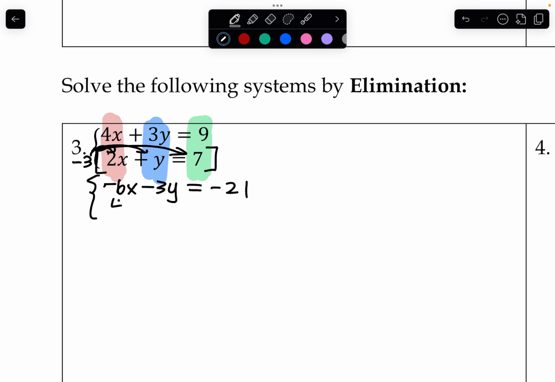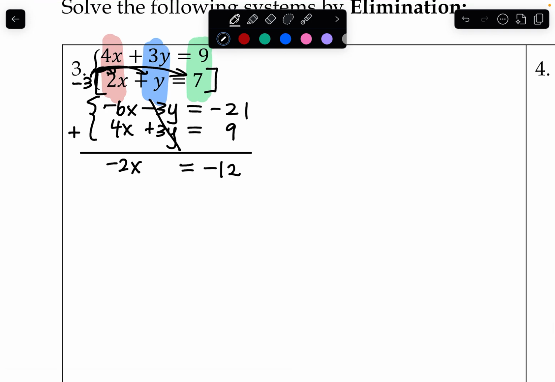Okay, and then I like to write the top equation right below it so they're right next to each other. And then now we're ready to add them together. -6x plus 4x is -2x. -3y plus 3y cancels like we wanted. And then -21 plus 9 is -12. And then we're ready to solve for x by dividing by -2.